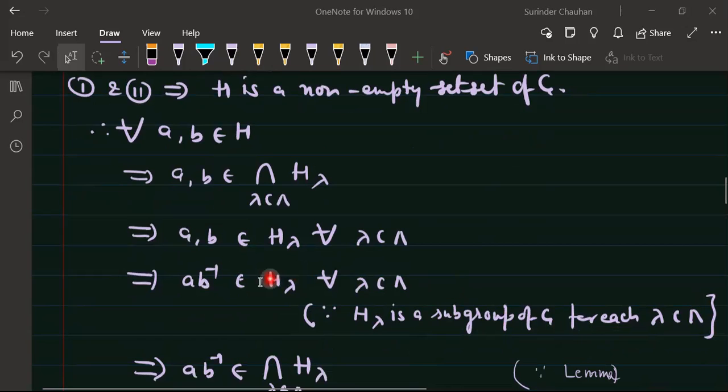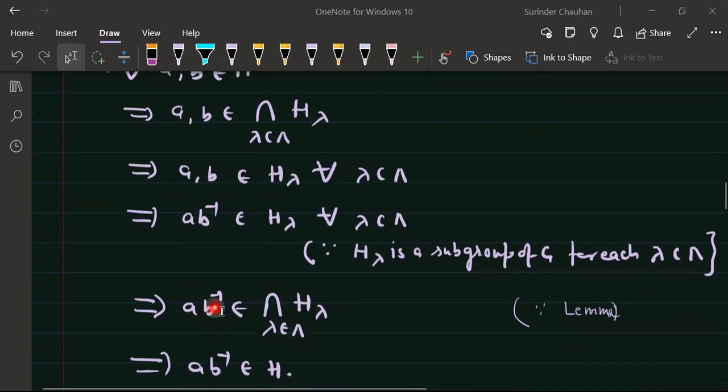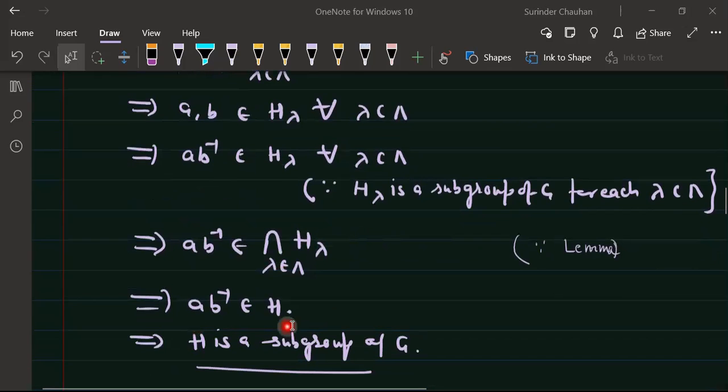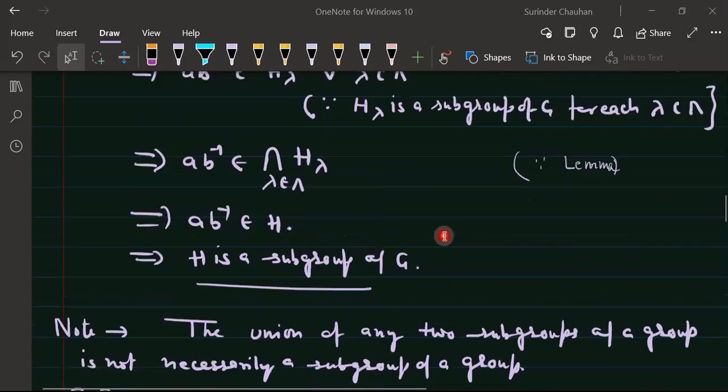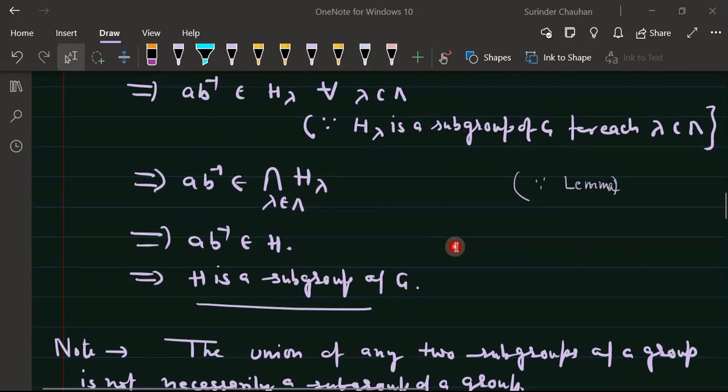Now, if ab inverse belongs to H lambda for all lambda, we can write that ab inverse belongs to the intersection because it belongs to all H lambda, whatever the number of these sets. So it belongs to H. H was a non-empty subset of G, and ab inverse belongs to H. We have concluded that if we take any number of subgroups of a group, the intersection is also a subgroup, whether they are 2, 3, or any number.